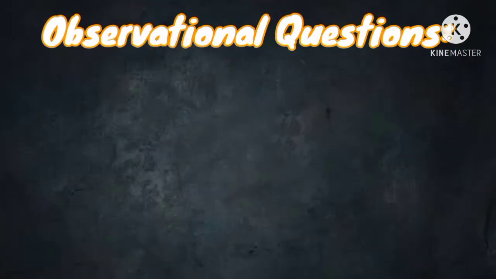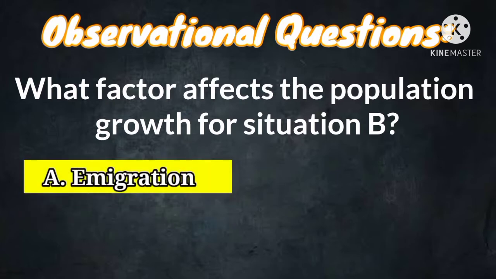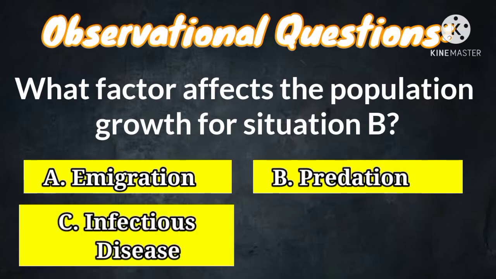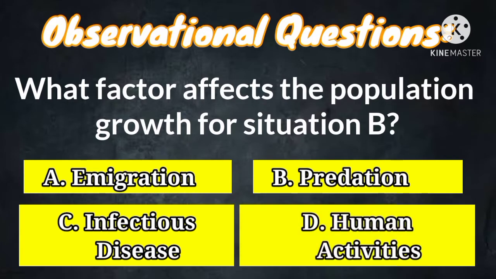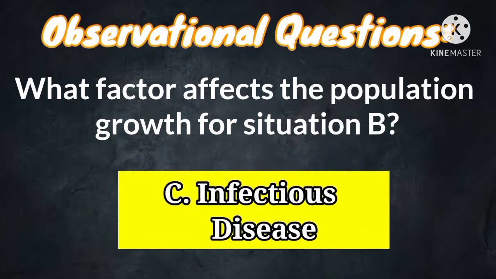Moving on to the third question. What factor affects the population growth for situation B? Is it letter A, immigration, letter B, predation, or is it letter C, infectious disease, or is it letter D, human activities? Your time starts now. The correct answer for this question is letter C, infectious disease.